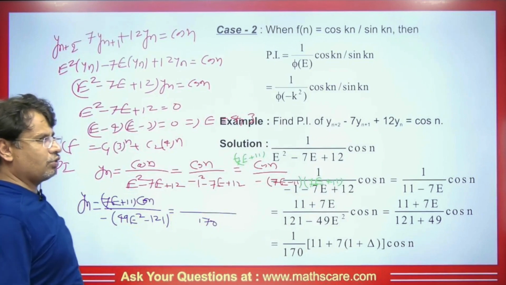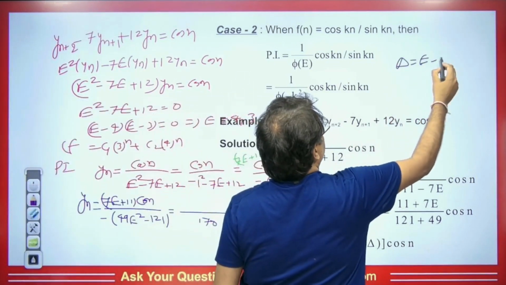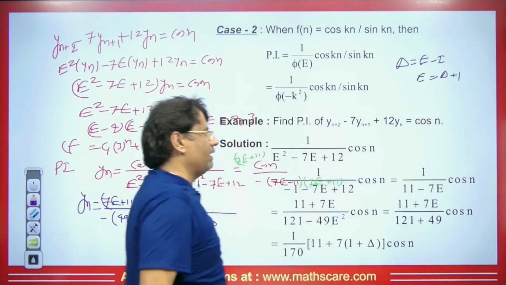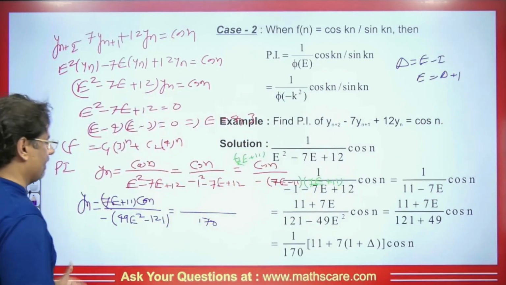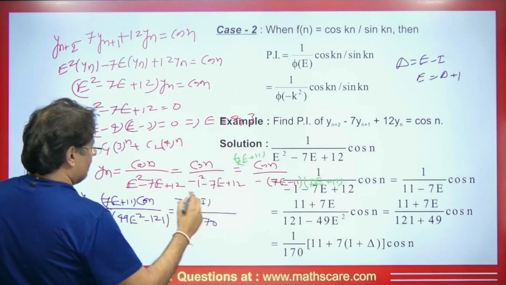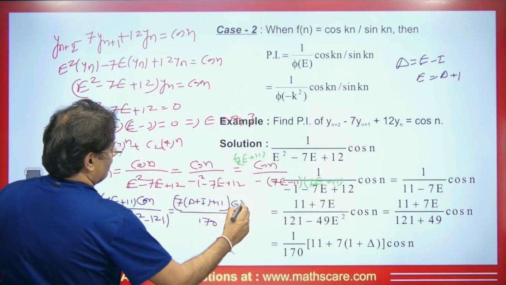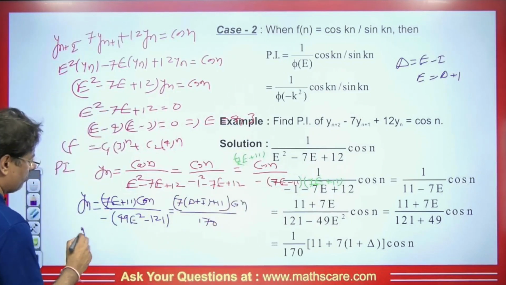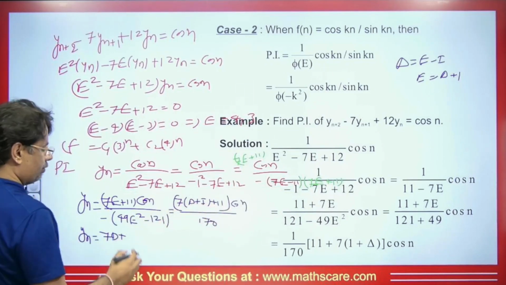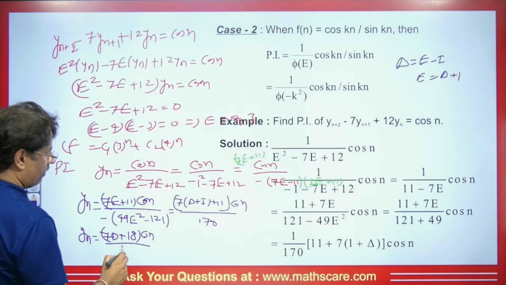So this E, we need to convert here, and listen students, we know that delta is equal to E minus 1, right? So the value of E here will be delta plus 1. So wherever there is E, we will place delta plus 1 there, so that things are easily solved. So it will be delta plus 1, right, and plus 11. So here we will have cos n, right students? Now here we will get yn is equal to 7 delta plus 7 and 11. So this will be 18, right? It will be multiplied by cos n, upon 170, which we already have.